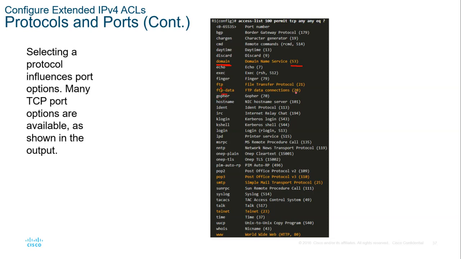This is the connection, port 20. Then the data transfer is 21. We have POP3, where we have 110. We have Simple Mail Transfer, which is 25. We have Telnet 22. We have WWW, which is port 80 or HTTP. So those are the port numbers.